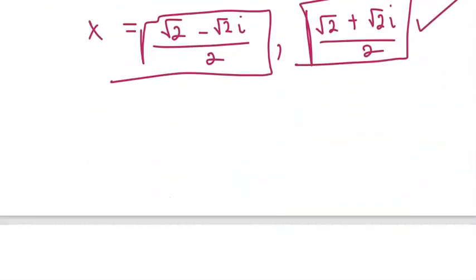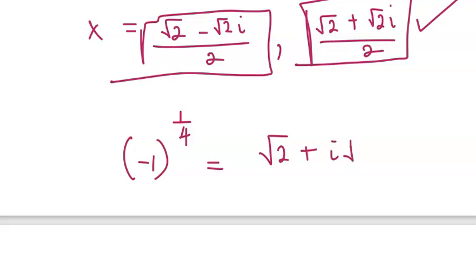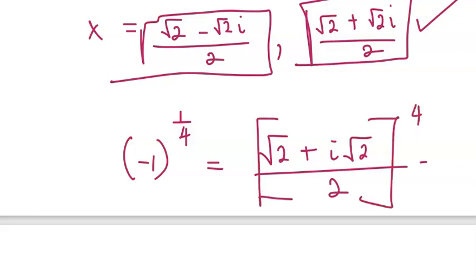So we can conclude now that negative 1 raised to the power of 1 over 4 is equal to root 2 plus i root of 2, whole divided by 2. If you want to check it out, when you raise this to the power of 4, this will give you negative 1. So this is our solution.